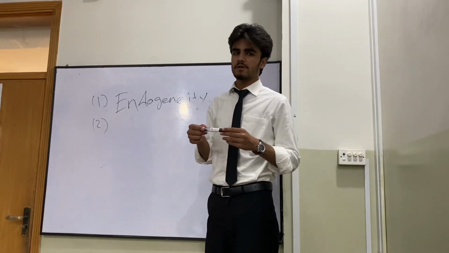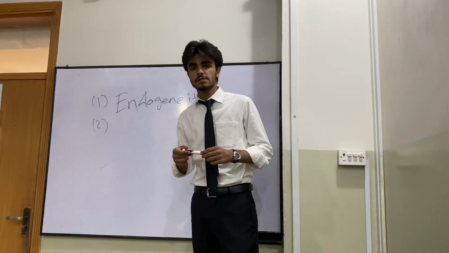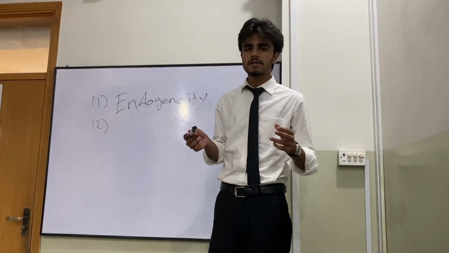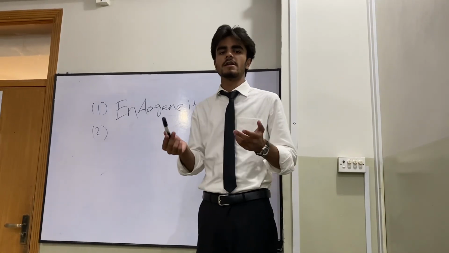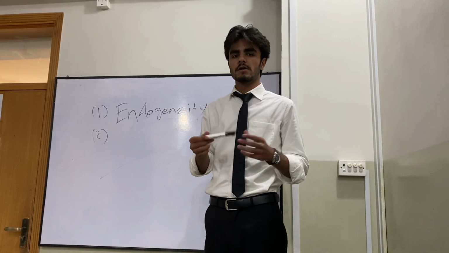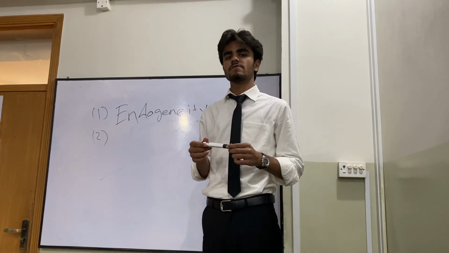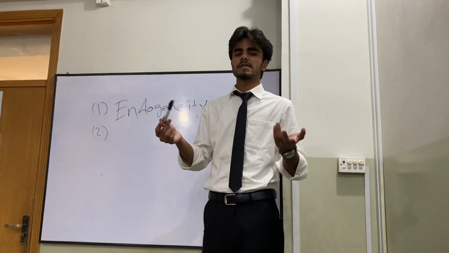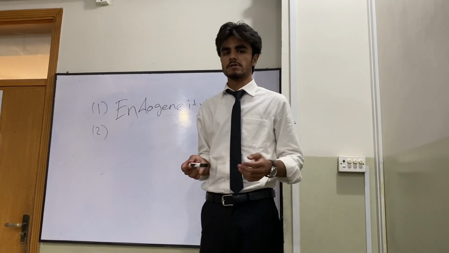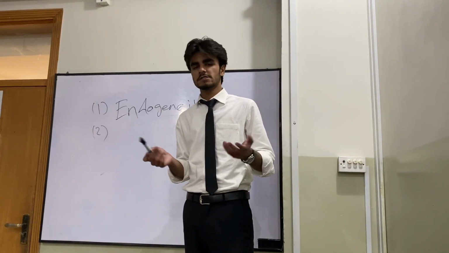So I have taken endogeneity, and the second one is structural breaks. Endogeneity happens when an independent variable in a model is correlated with the error term. This breaks one of the key assumptions of regression models and leads to biased and inconsistent results. So why is this a problem?